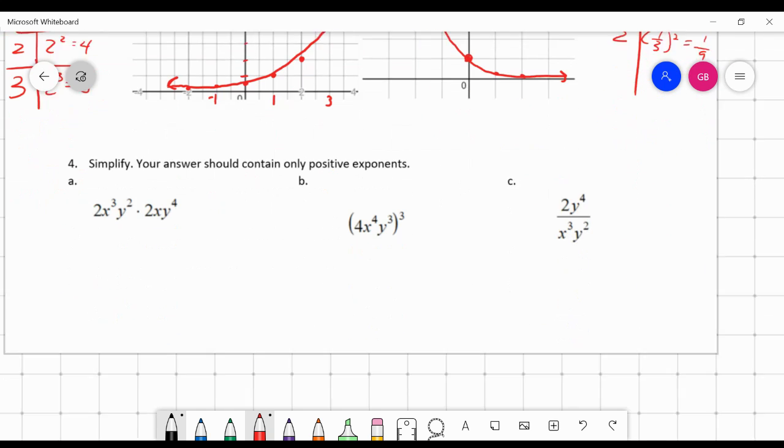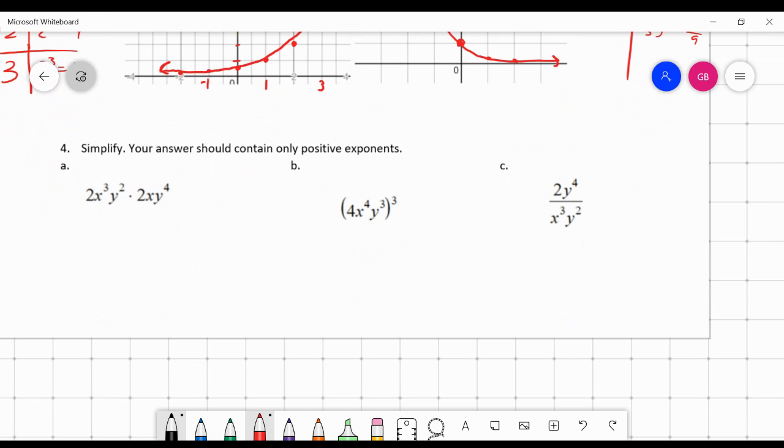And then finally at the bottom, simplify your answers so you only have positive exponents. Remember regular numbers, go ahead and multiply. So 2 times 2 is 4. Since I'm multiplying numbers with the same base, you add the exponents. So for the x's, we have a 3 and we have a 1, so x to the 4th. And for the y's, it's 2 plus 4 to get 6.